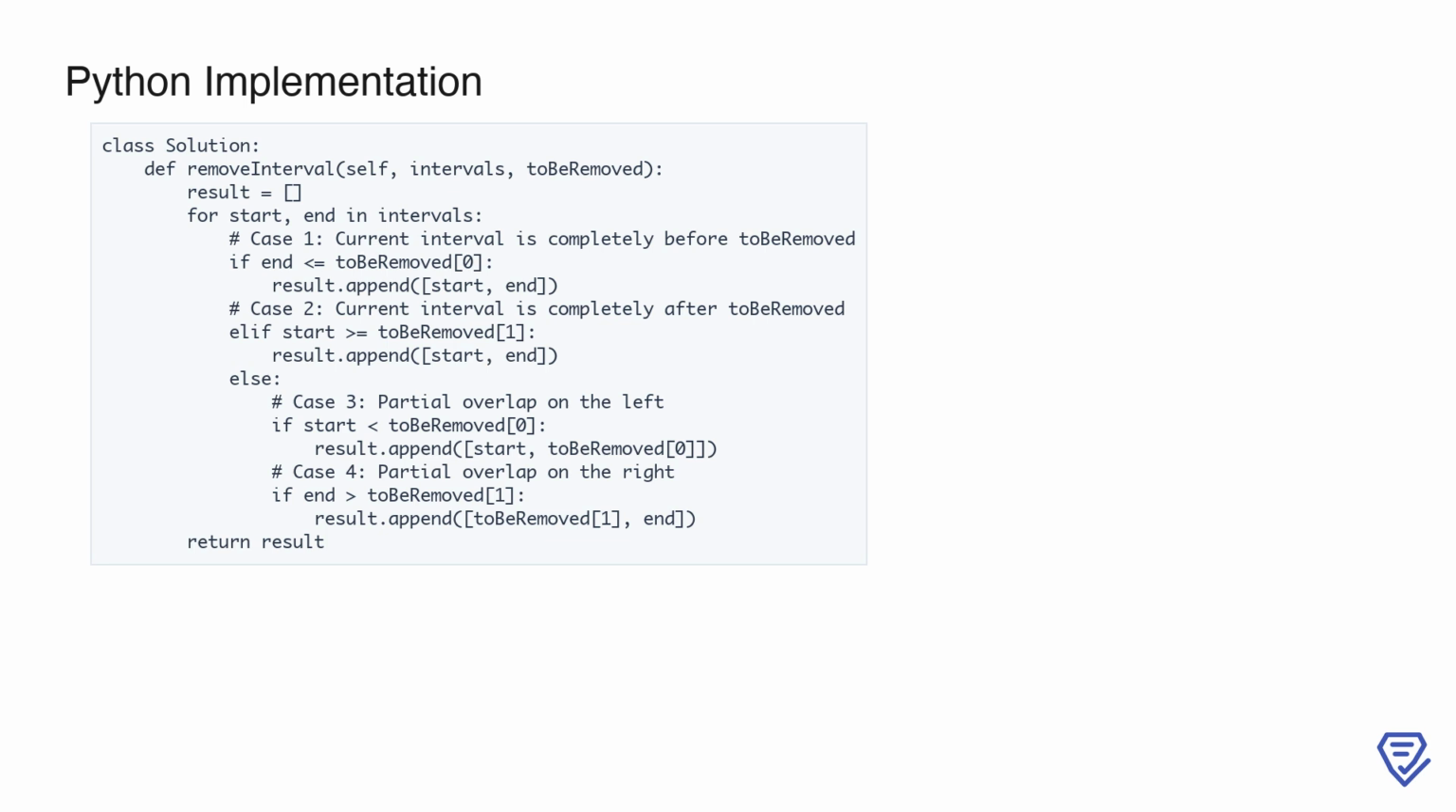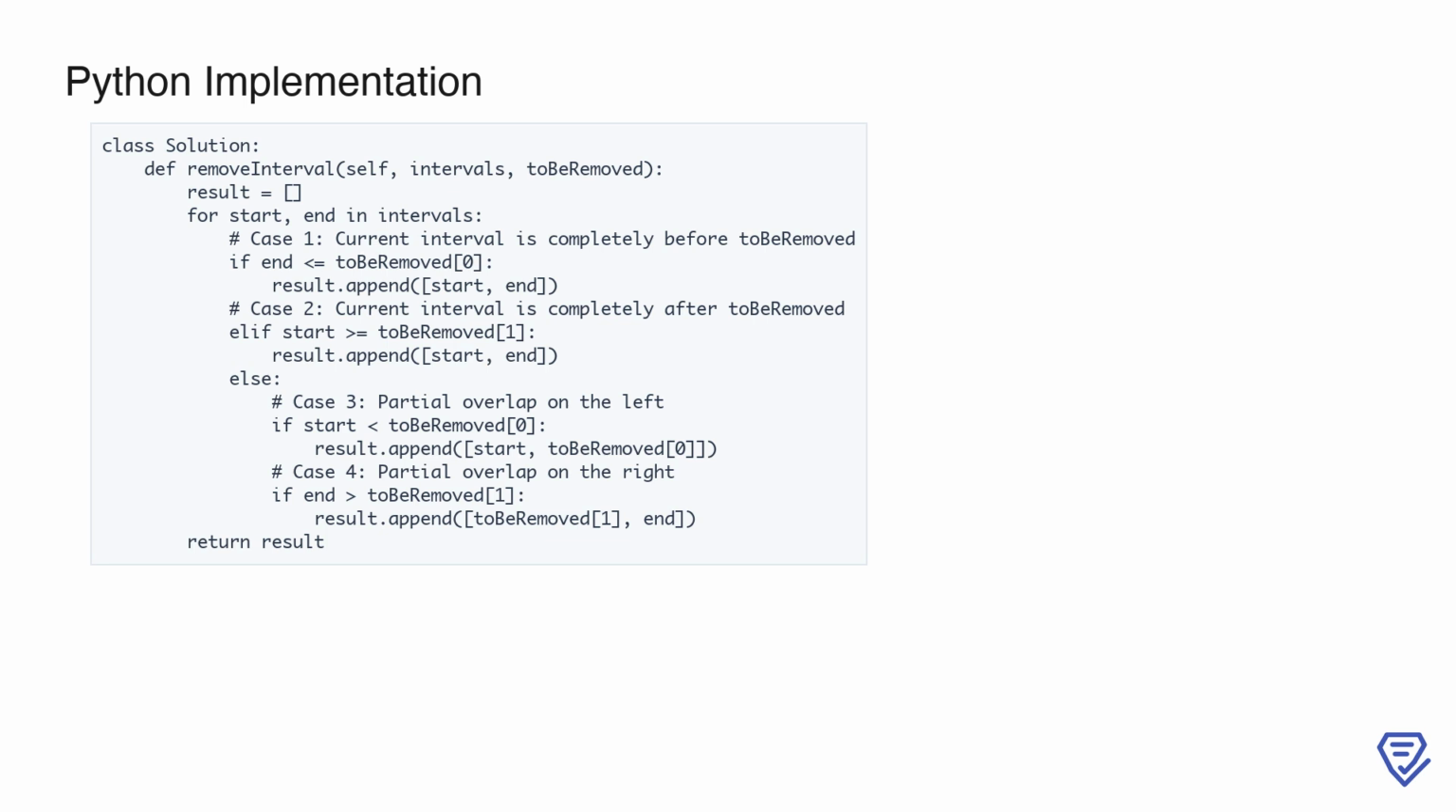4. Case 2, no overlap, after. If the start of the current interval is greater than or equal to the end of to be removed, the interval is completely after to be removed, so we also add it directly to result. 5. Case 3, partial overlap, left. If the current interval starts before to be removed but overlaps partially, we add the portion [start, to be removed[0]] to result.